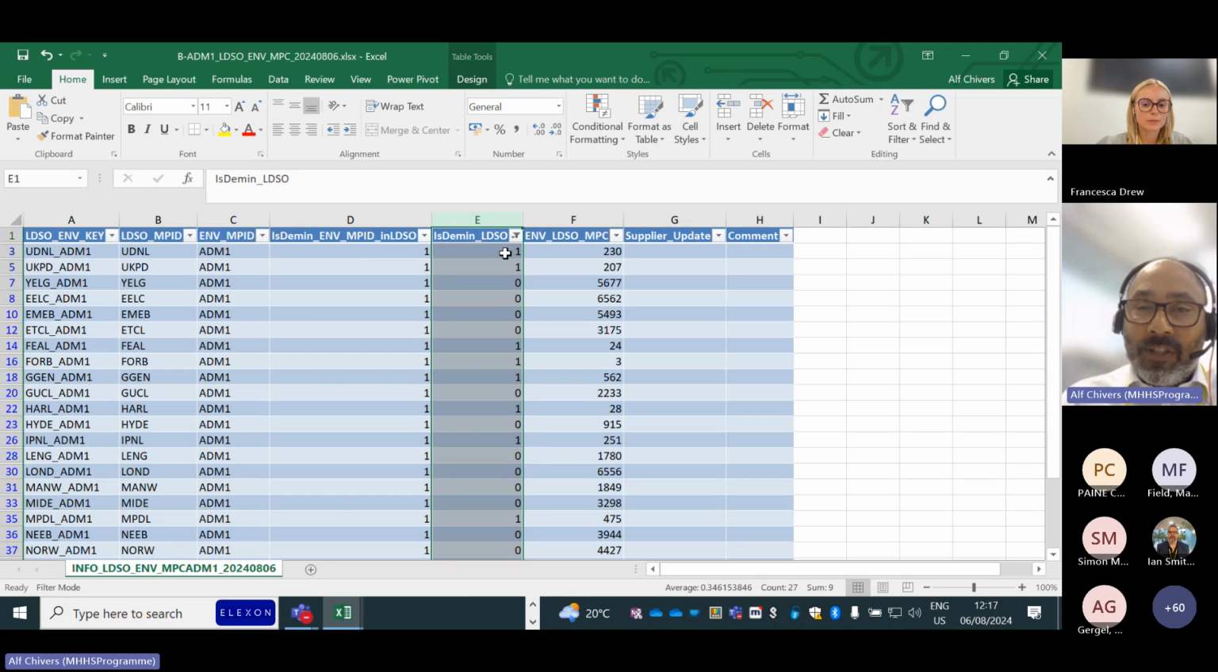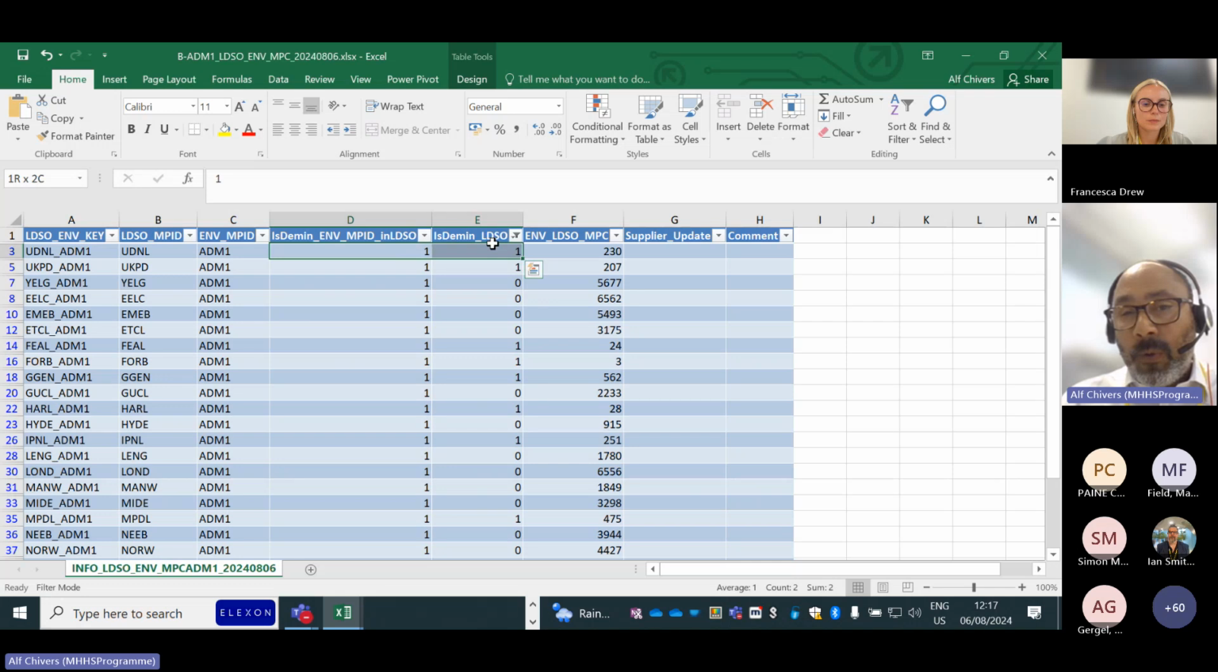There's a flag here that shows it could be a de minimis LDSO portfolio. That means in total, all the meter points for that LDSO that are trading is less than 150,000, based on our current parameter set that we have. So if either of these are true, we would class that supplier's envelope, that presence, as a de minimis supplier.